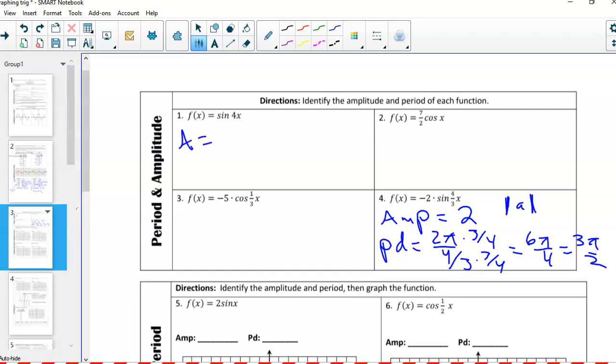What would the amplitude of this one be? It would just be 1. Your period would then be 2 pi over 4, so just pi over 2. Again, it's been horizontally compressed. Now it's going to repeat itself every pi over 2, so it's very, very small. Try these other two, and then back up.